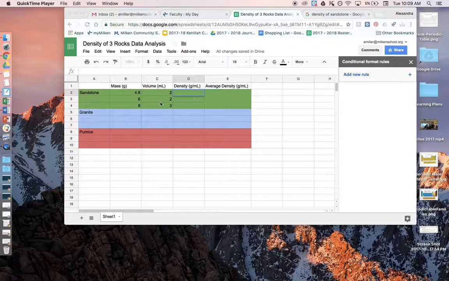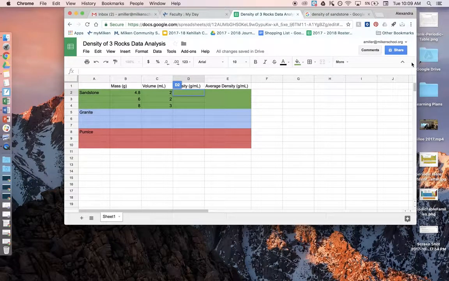All right, hi guys. So I'm going to show you how you can use spreadsheets to analyze your data. So first thing, here is some data, mass and volume for 3 different sandstone rocks. You can see that I've put my units at the top of each column instead of throughout each cell, and that's important for when I show you what I'm about to do next.